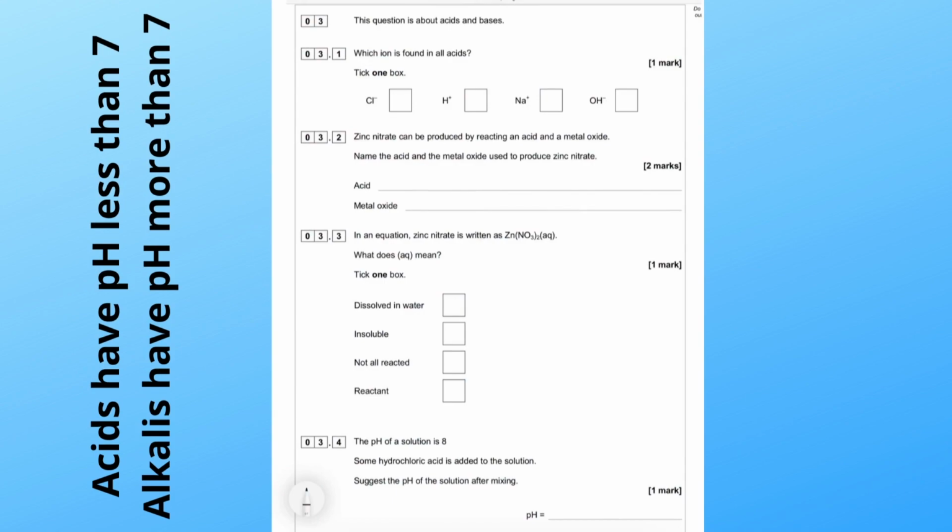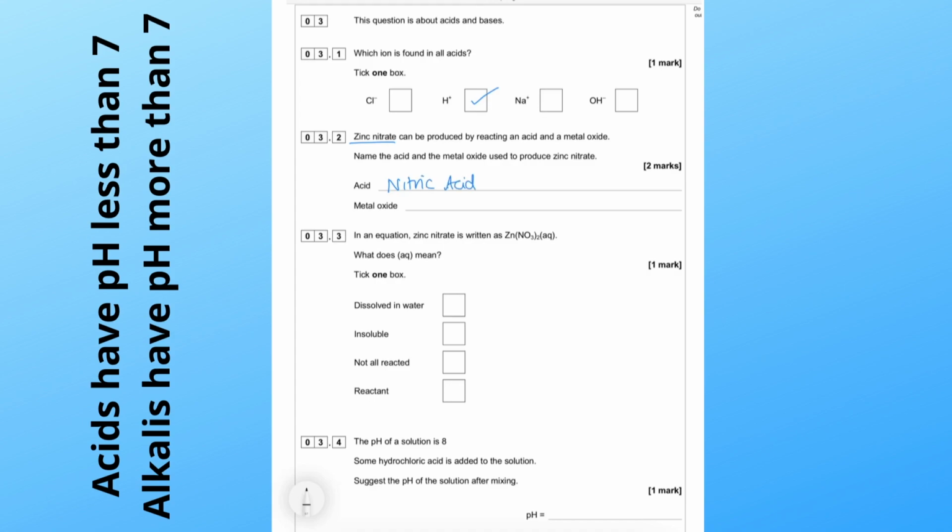This question is about acids and bases. Which ion is found in all acids? And that's a hydrogen ion, which is this one here. Zinc nitrate can be produced by reacting an acid with a metal oxide. Name the acid. Now, because we've made zinc nitrate, the acid would have to be nitric acid.